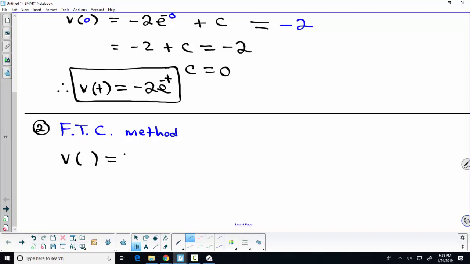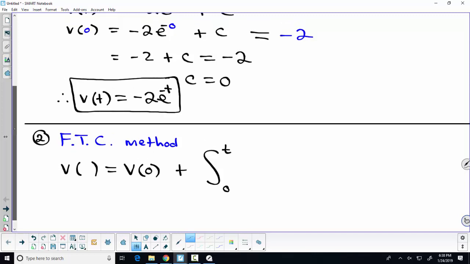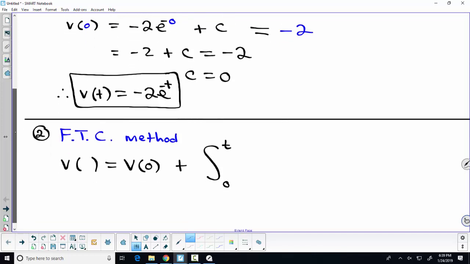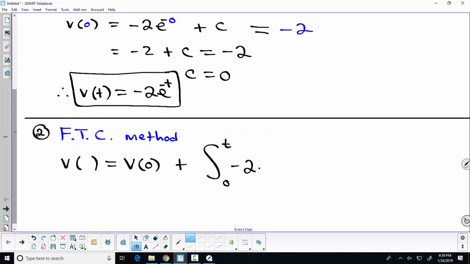So v of t, v of 0 plus the integral from 0 to t of our acceleration function, which was -2 e to the -t. Is everybody cool with why we're using a dummy variable here? Do we need to clarify that? I could use clarity. All right.